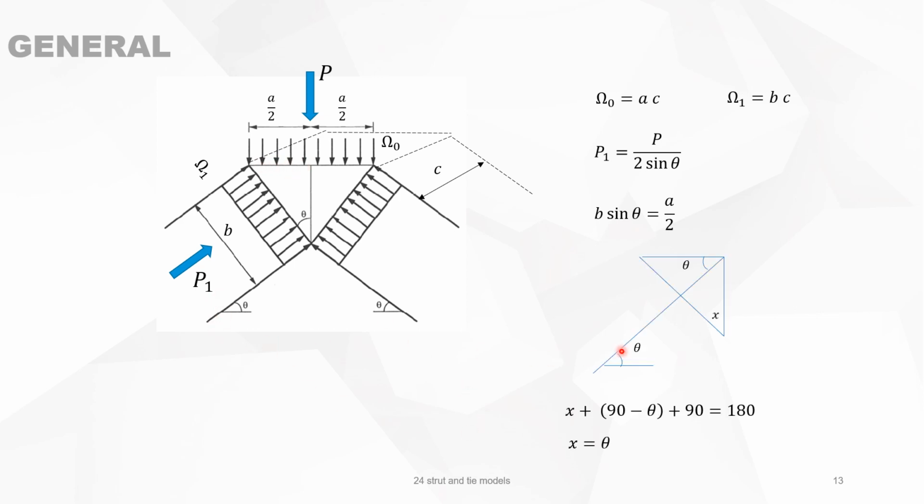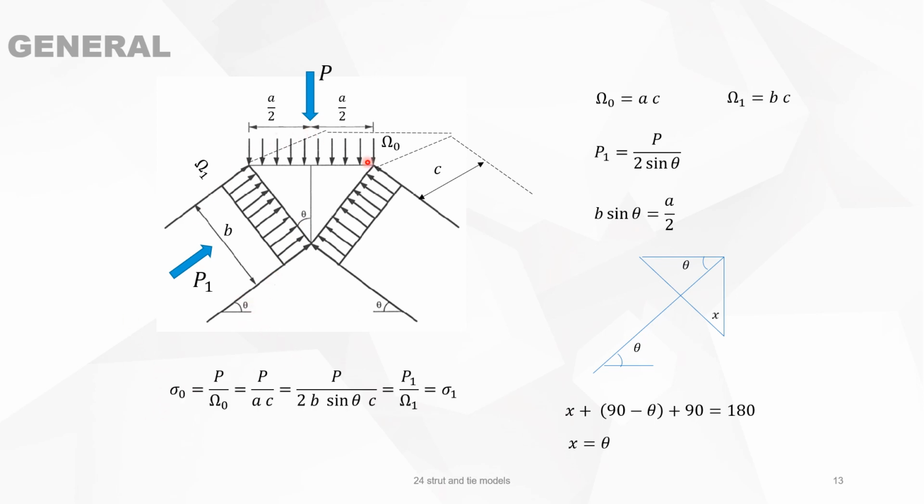The strut angle is theta, and we see in this triangle here below that the sum of the angles are 180 degrees. So we have x plus, this is 90 minus theta, plus 90 degrees. So it means that x is theta. So this angle is also theta because this is theta.